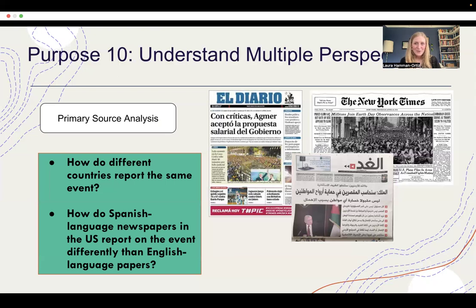So that is it for the 10 purposes for pedagogical translanguaging. I'm excited to see what you do with purposes 6 through 10 as you continue to think about how these apply in your own context.